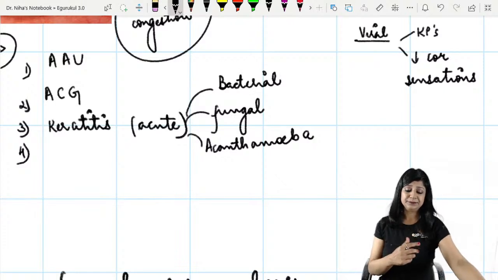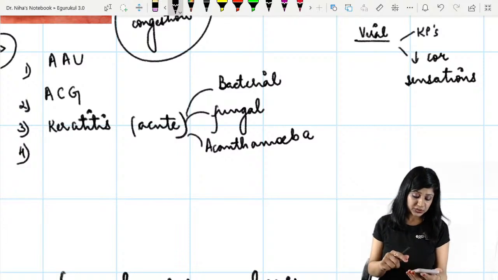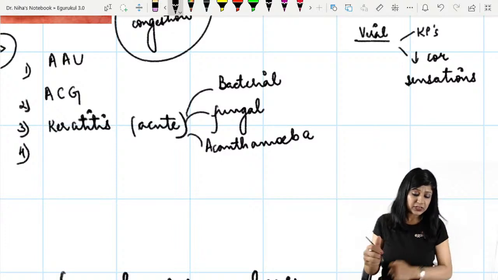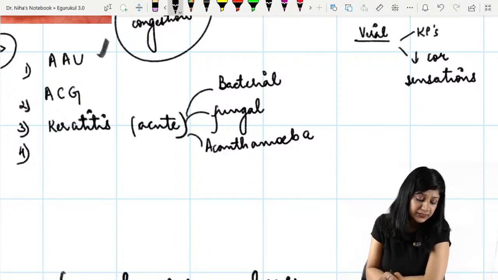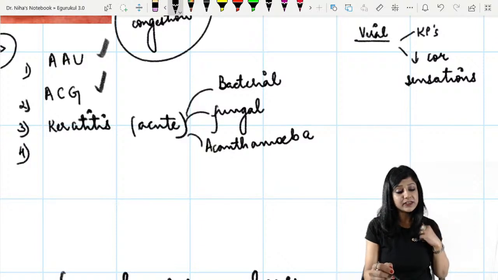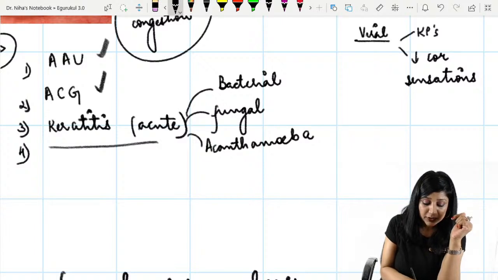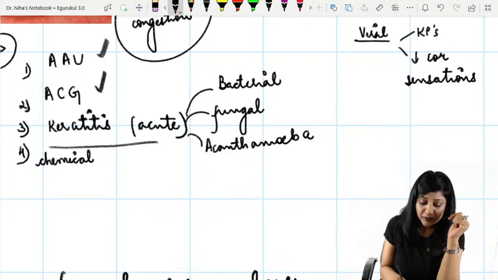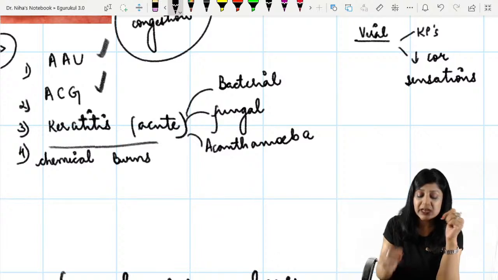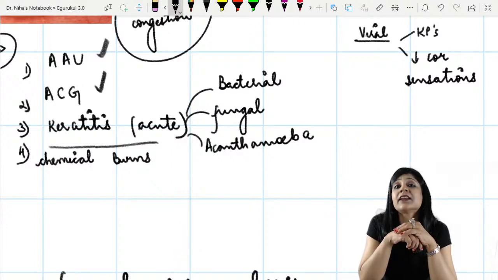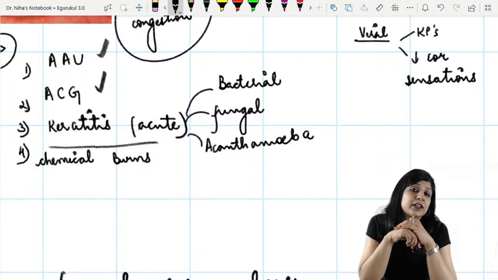Any other cause of the circumcorneal congestion? Yes, acute congestive glaucoma you people have said. Then you have said the anterior uveitis and you also have said the keratitis. What is the 4th important thing? The 4th important thing is the chemical burns. It can be by the acids or by the alkalis. Whenever we have the acid burns or the alkali burns, that can also cause the circumcorneal congestion.